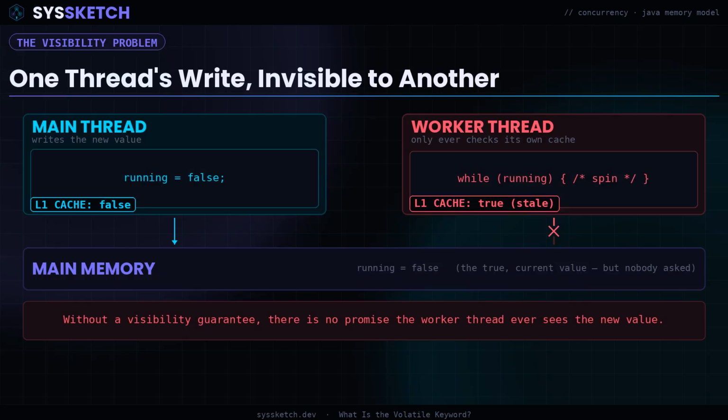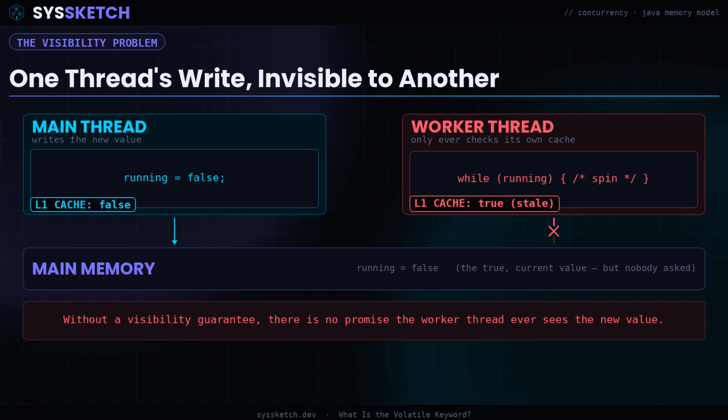Let's trace exactly what goes wrong between these two threads. The main thread writes running equals false. That write updates its own cache line. The worker thread in its loop only ever checks its own cached copy. It never had any reason to ask main memory directly because nothing told it that this field could change from outside. So the worker keeps reading true forever, completely unaware that anything happened elsewhere.